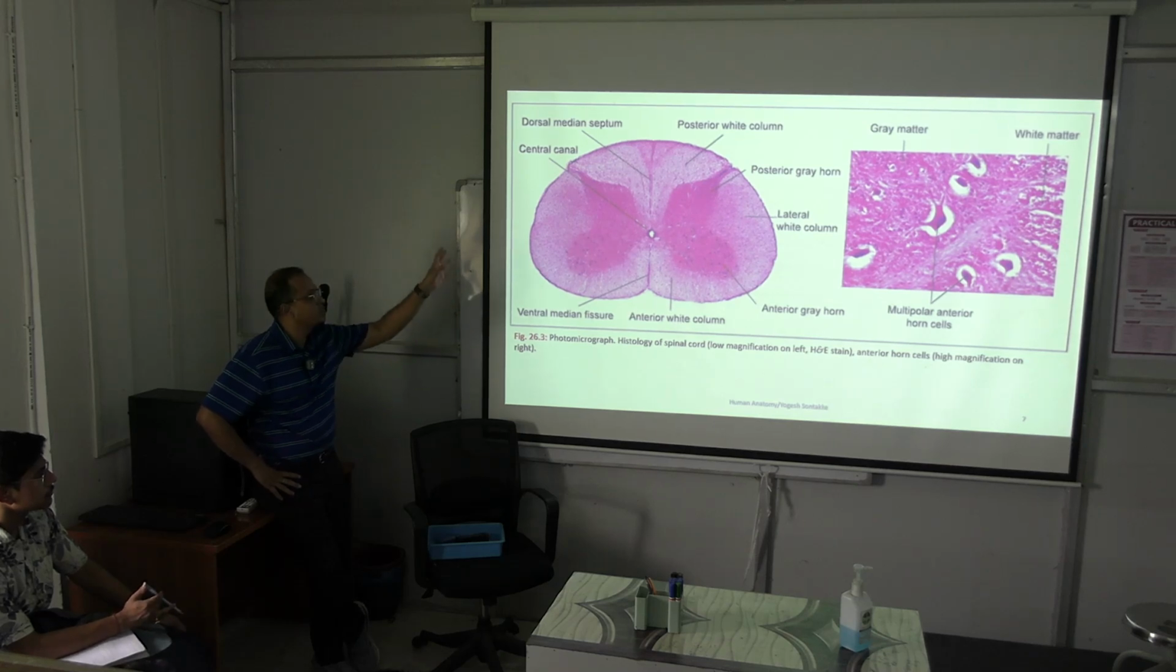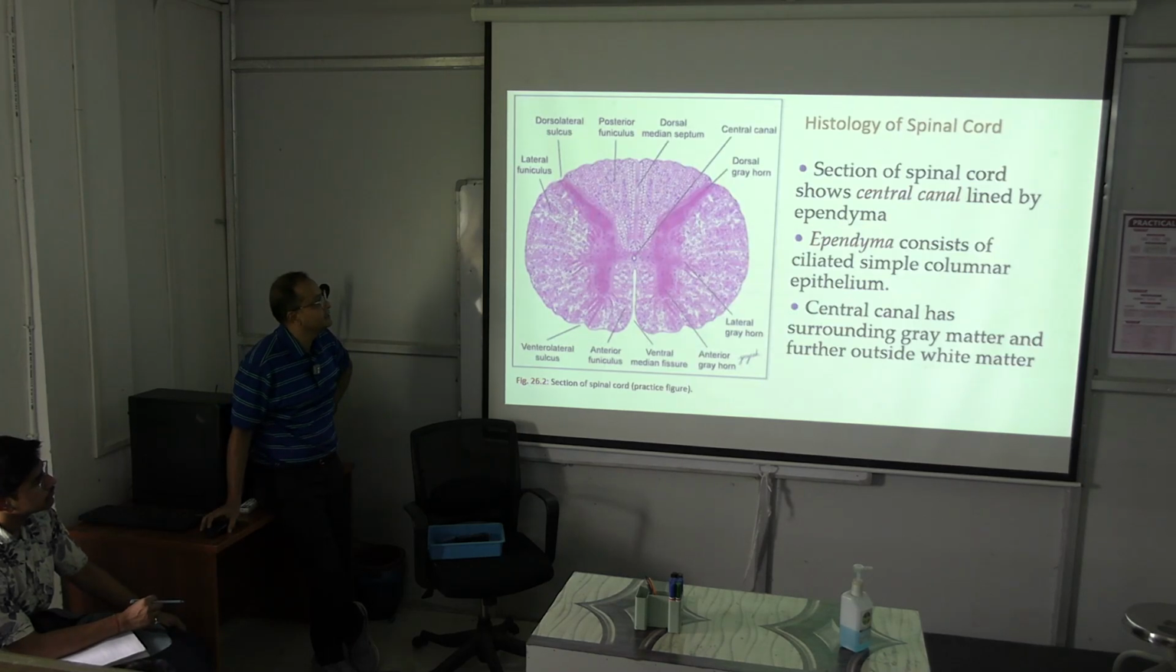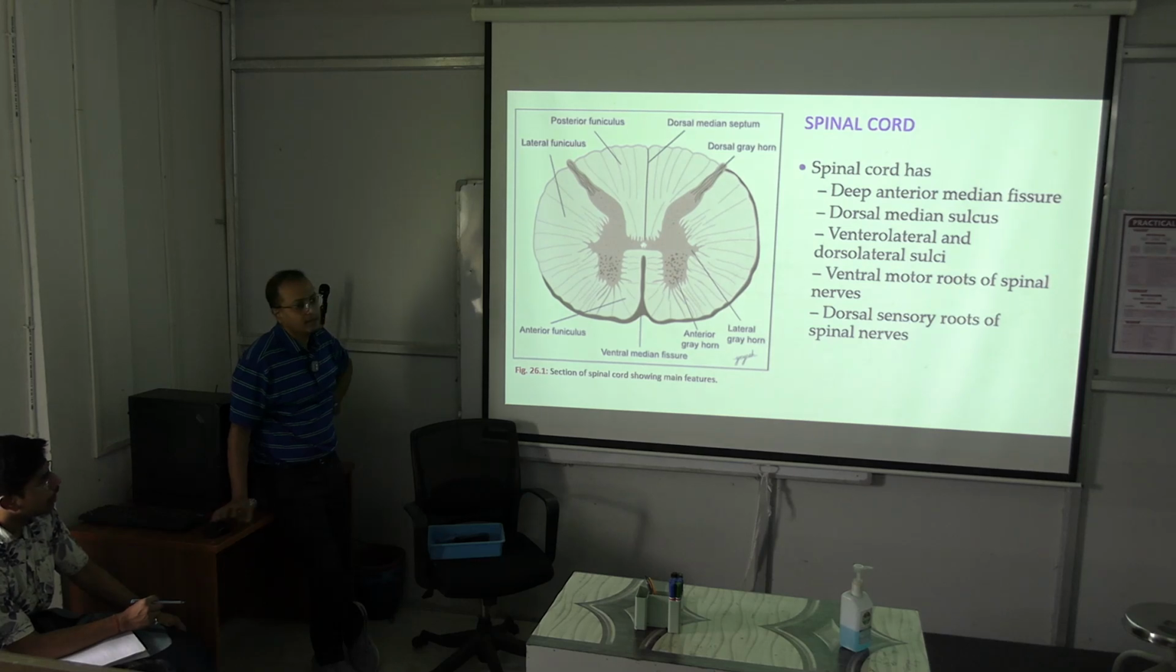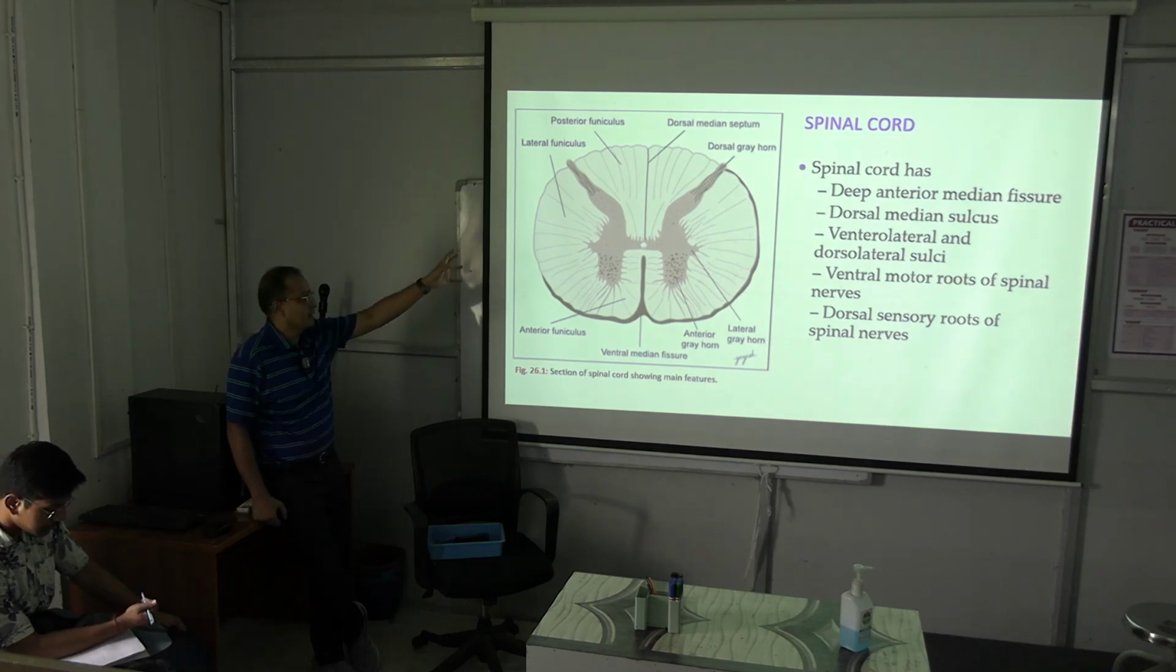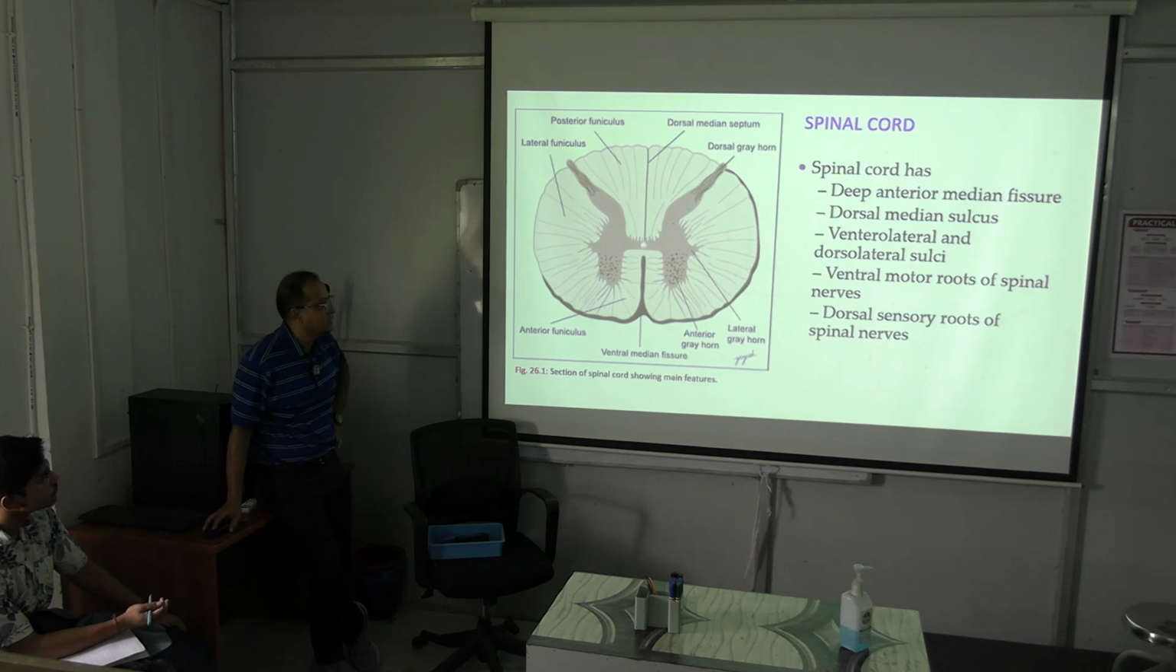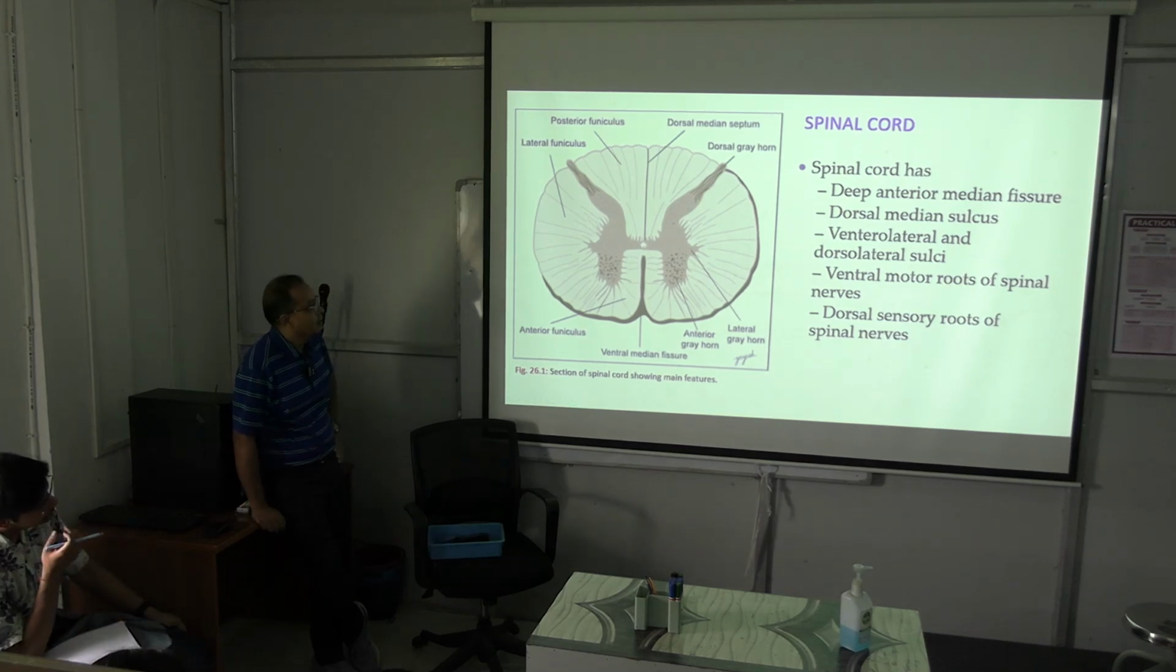You have to draw this schematic picture like this, which I was showing, that we have the gray matter, central canal, and along with that the horns: anterior horn, posterior horn. It may have an additional horn, which we call the lateral horn. This is in the thoracic region as well as the upper lumbar region.